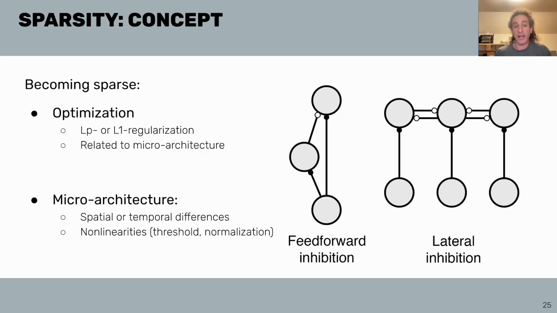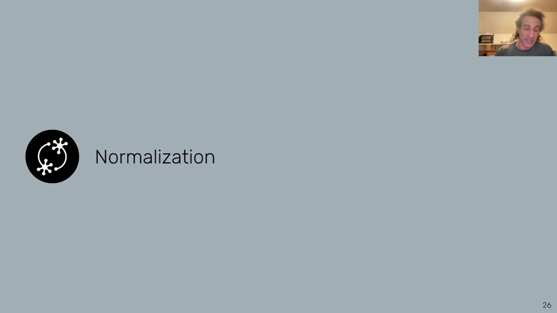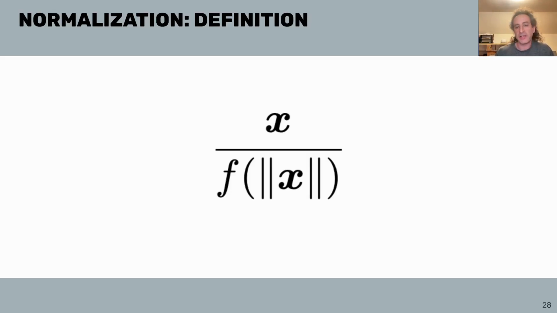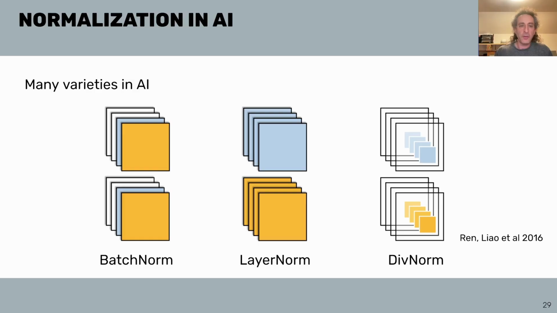You can also do this by nonlinearities, for example, a high threshold, which we'll discuss in the tutorial. Or normalization is another way of getting this, which we're going to see next. And in fact, normalization is the topic of the second tutorial. Normalization by itself is basically you have some feature vector and you divide it by some function of the whole of that feature vector. And it could be based on division of parts. There are a lot of functions that you could use here, different norms, but this is the essence of the normalization idea. There are many variants that are currently in use in AI.